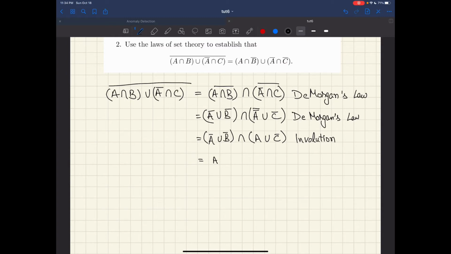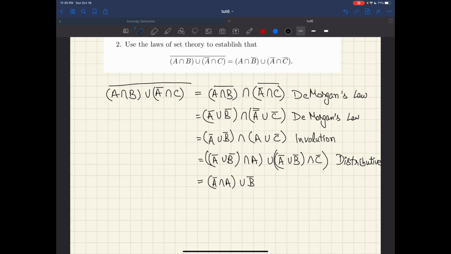Now we use the distributive property to split them up again. This gives A complement union B complement intersection A union A complement union B complement intersection C complement. Now we apply distributive law once again in both of these statements, so which would be something like this.